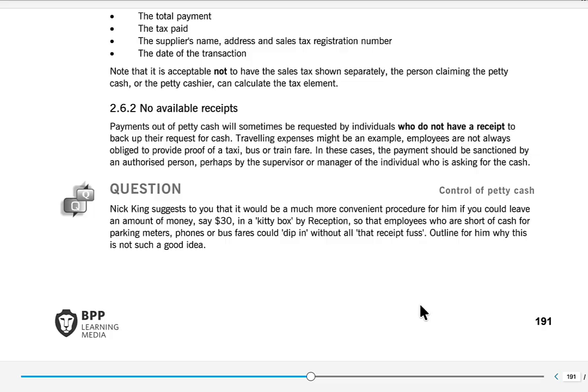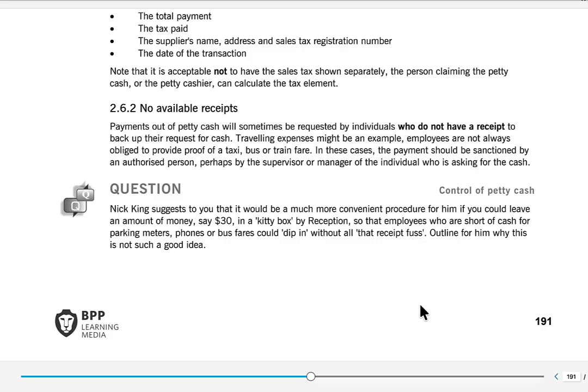What should happen if there is no receipt? The book explains a clear control rule. If there is no receipt, the petty cashier should not just pay automatically. Instead, the petty cashier should refer the claim to a supervisor. This means the petty cashier sends the request to a manager or an authorized person. The authorized person will decide if the payment is acceptable or not. So the petty cashier is not the final decision maker in this case.